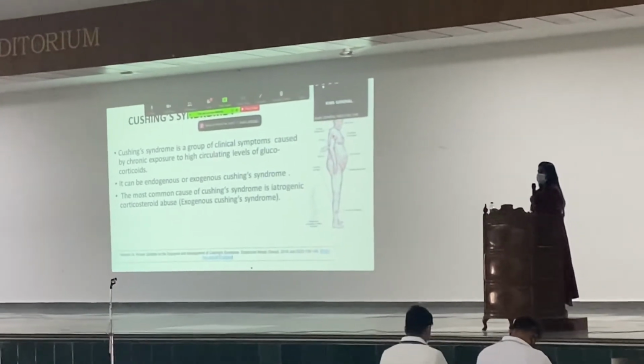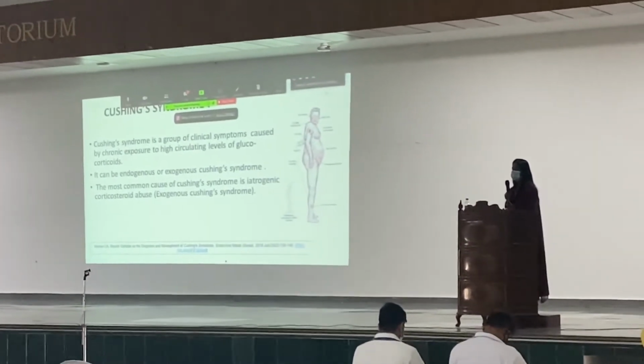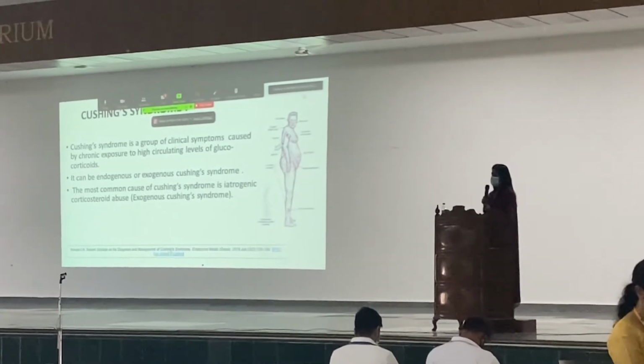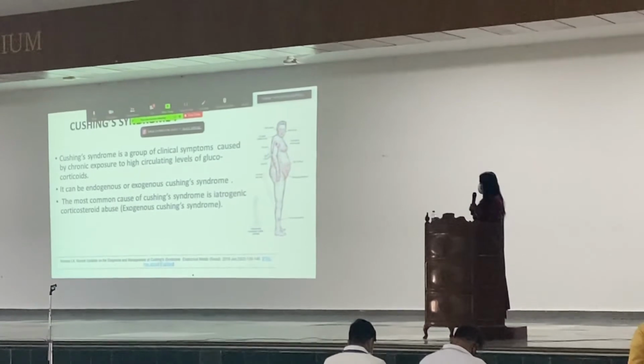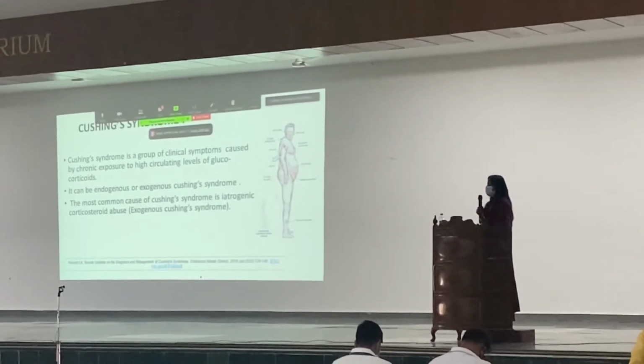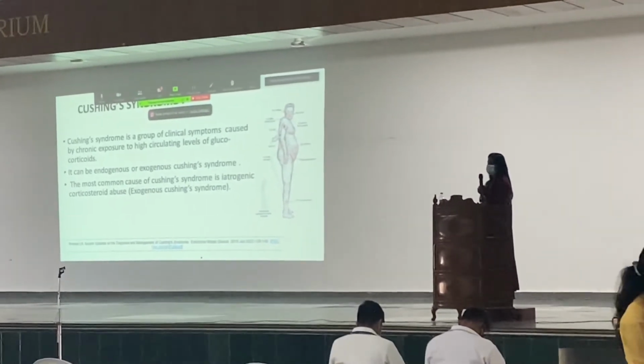So coming to Cushing syndrome. Cushing syndrome is a group of clinical symptoms that occurs because of chronic exposure to glucocorticoids. It can be endogenous or exogenous. The most common cause is actually an exogenous Cushing syndrome, where we have steroid abuse.